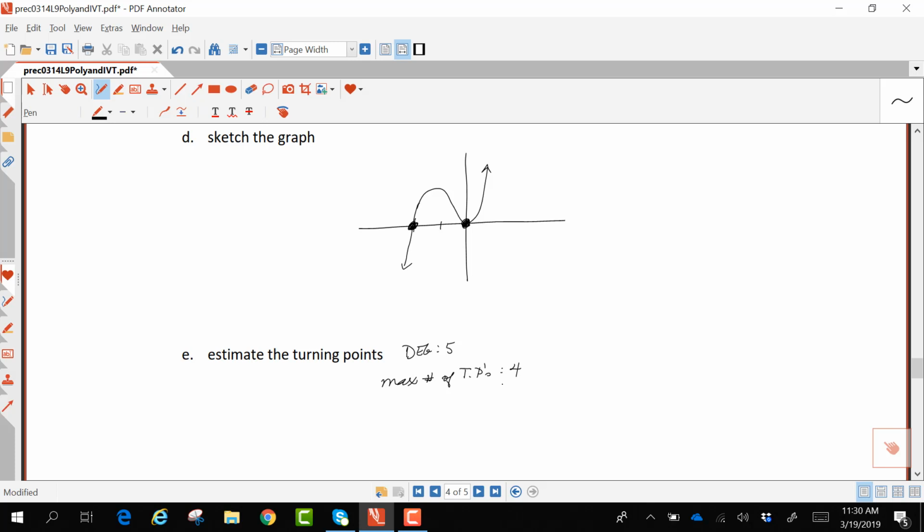We only have 2 turning points, which I will indicate with a red X. This is a turning point, and this is a turning point where the graph turns from increasing to decreasing and decreasing to increasing. So again, there's a maximum of 4 turning points, meaning there could be 4 or 2 or fewer, but in this case there was a maximum of 4 predicted, but reality was I only had 2.